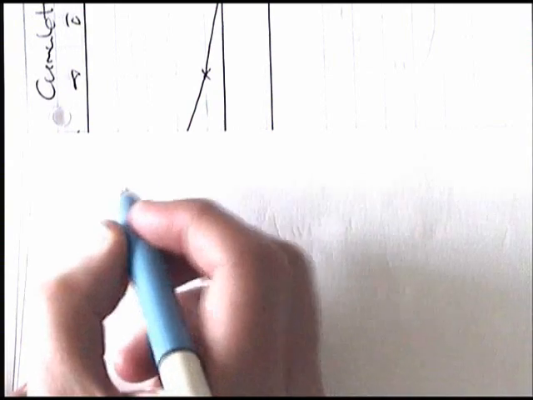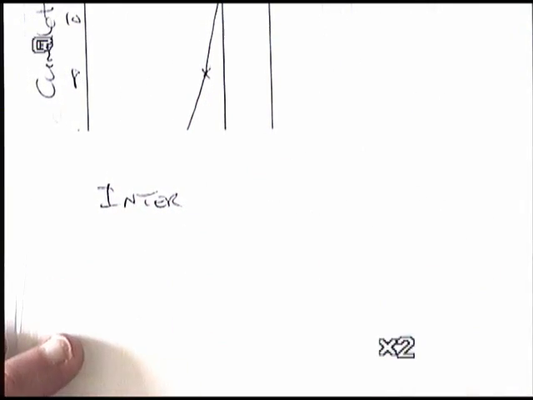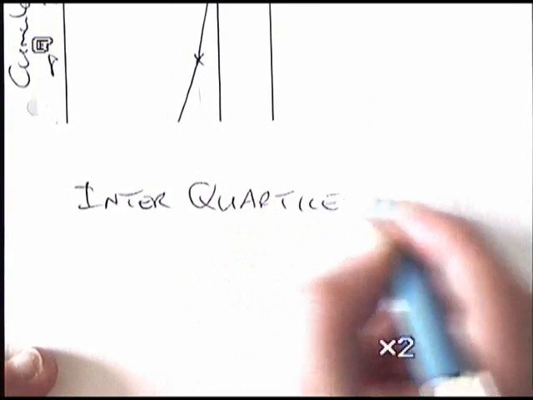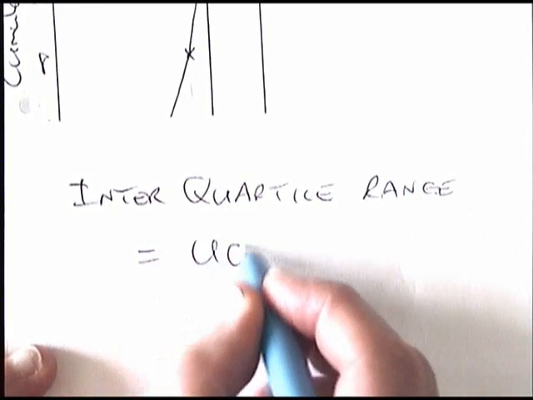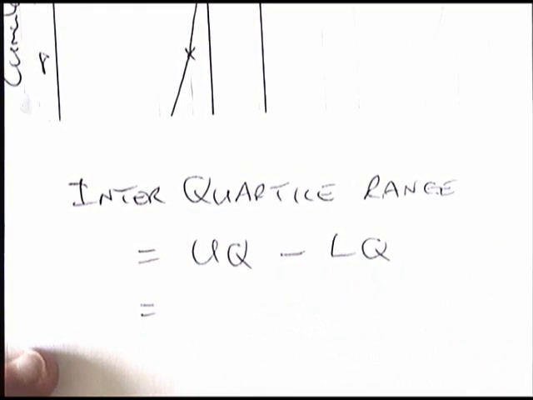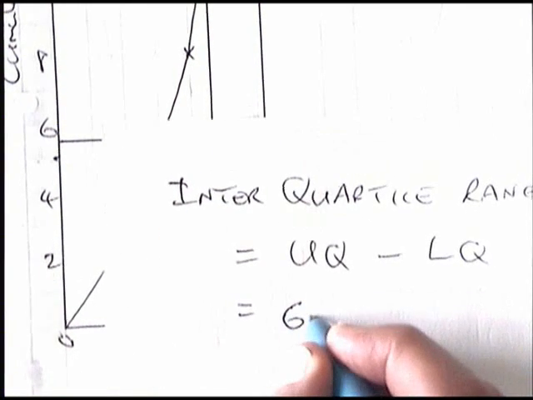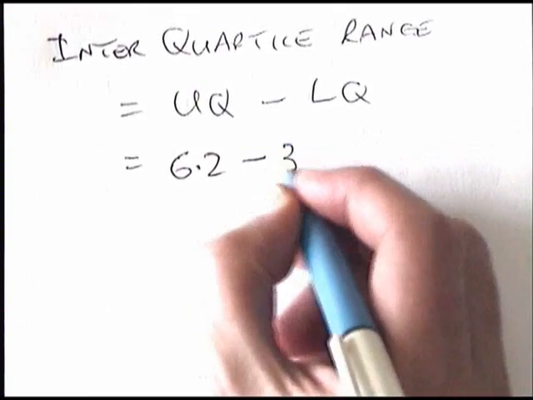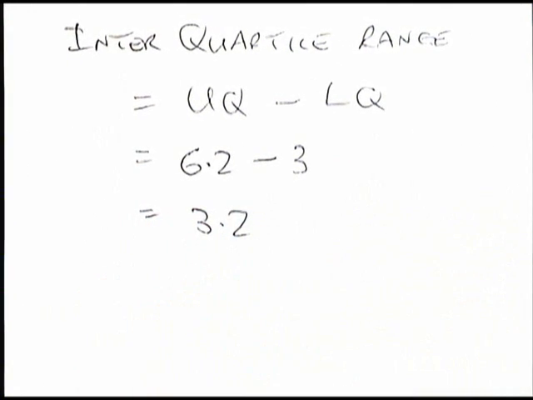There are a few other things you need to know about, or one really, and that is the interquartile range. So can we write this down in your books, please? The interquartile range is the upper quartile number take away the lower quartile number. So for my graph, my upper quartile, I'll call that about 6.2. My lower quartile was 3. So on my graph, my interquartile range will be 3.2.